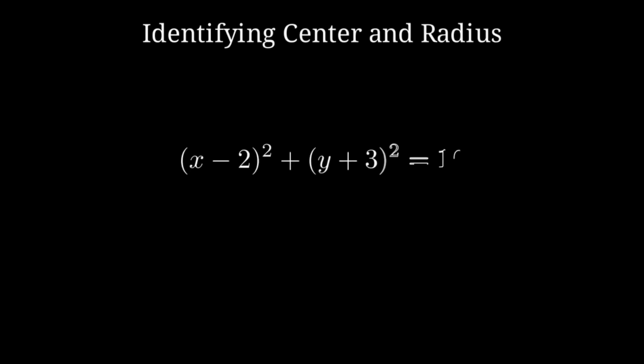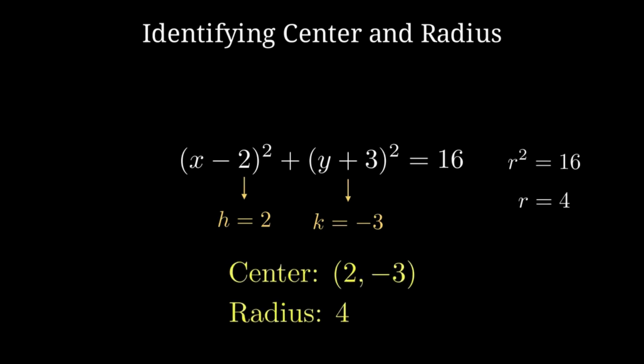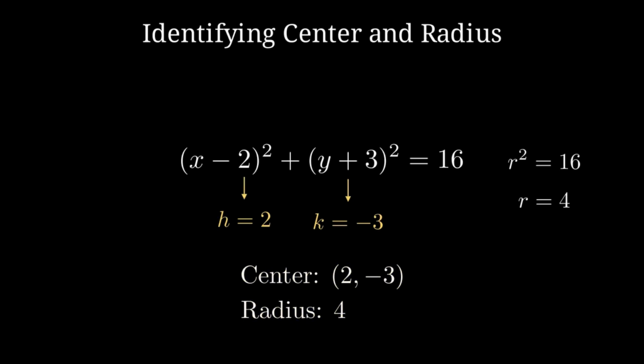From this form, we extract our data. Remember, the standard form uses subtraction, so x minus 2 means h is 2, and y plus 3 means k is -3. The square root of 16 gives us a radius of 4.